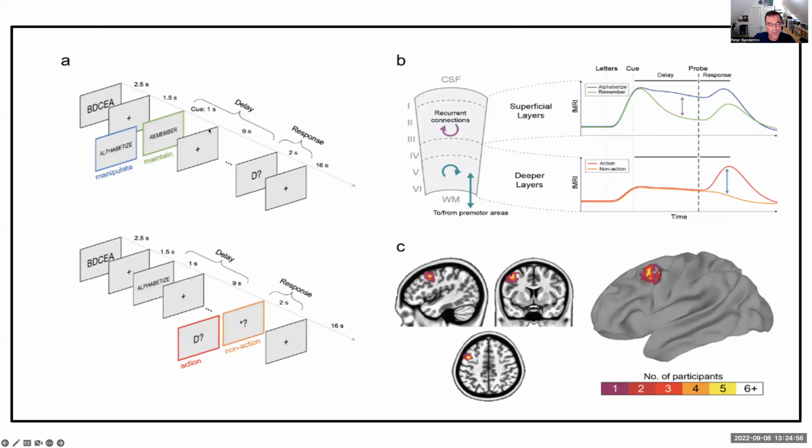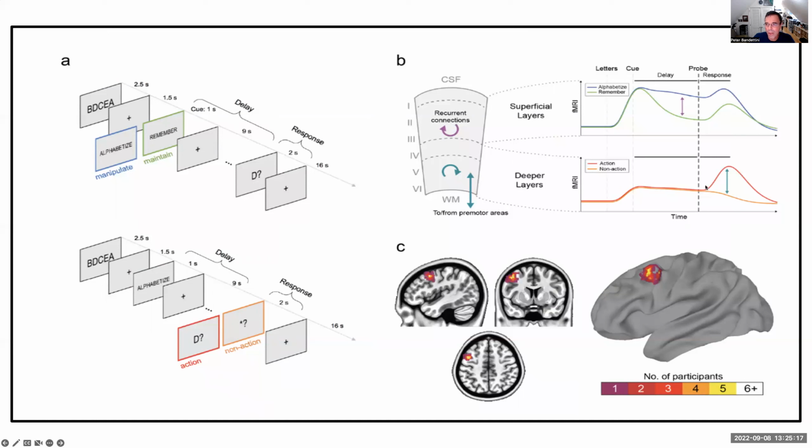So the two tasks were, subjects would see letters, and they were asked to either remember or alphabetize them for a certain delay period. The alphabetization was much harder. And so you would expect in this model, with these recurrent connections in the upper layers, more activation, whereas not much modulation in the lower layers.